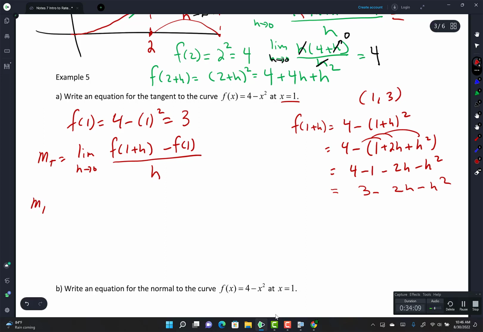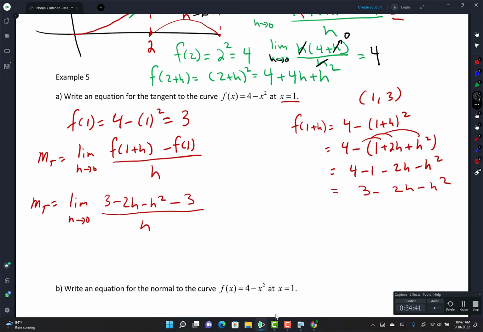My slope of this tangent: limit as h approaches 0, and I'm going to write f of 1 plus h, 3 minus 2h minus h squared, minus 3, all over h. Are we still okay? Stop me if I'm going too fast. Okay. What can I zero out? The 3s. Now that I have the 3s zeroed out, I'm tempted to cancel out the h's, guys, but I don't want you guys to pick up bad habits. I'm going to factor out an h.